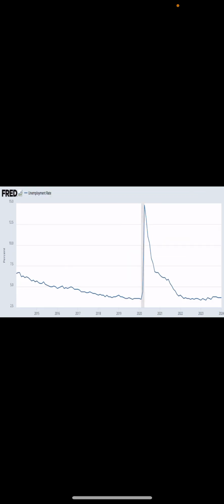Unemployment rate. This graph shows the unemployment rate, and it's a measure of people that are not working versus the total number of people that are eligible to work. The goal for this measurement is 3 to 5%. We are sitting at 3.7%. So overall, this economic metric is still looking good.